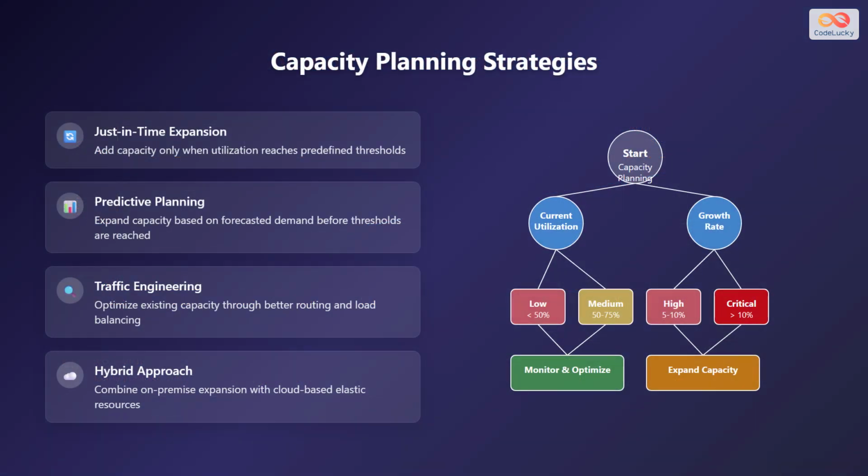There are several capacity planning strategies to consider. The first is just-in-time expansion, where you add capacity only when utilization reaches predefined thresholds. Second is predictive planning, in which you expand capacity based on forecasted demand before thresholds are reached. Third is traffic engineering that optimizes existing capacity through better routing and load balancing. And the fourth is a hybrid approach, which combines on-premise expansion with cloud-based elastic resources.